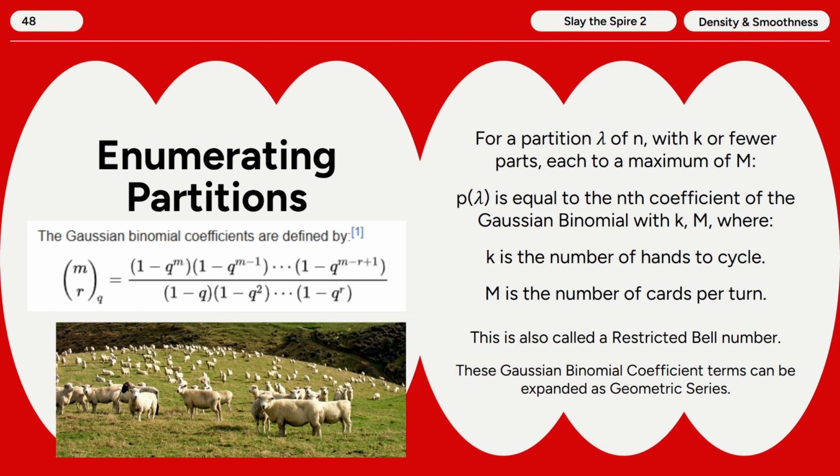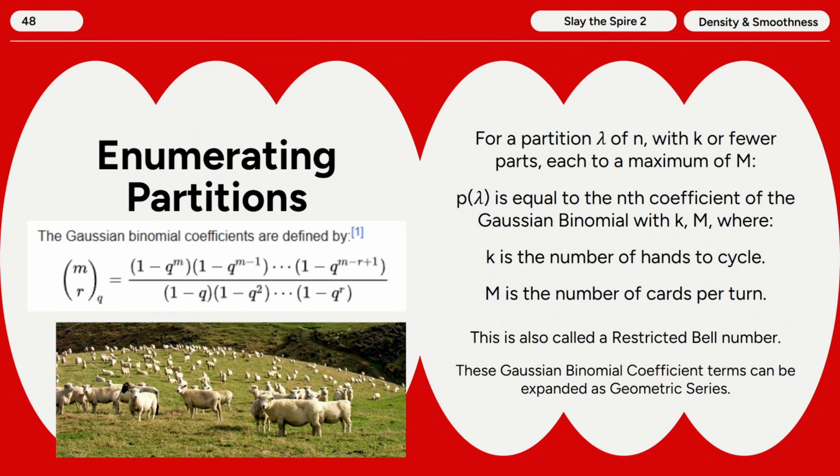So for a partition lambda of n with k or fewer parts, each to a maximum of m, so our bounded partitions that we're after, the p of lambda, which is the number of partitions that can be taken of this n within this bounded criteria, so the number of different arrangements that our deck can be with some number of good cards and some number of total cards in the deck, is equal to the nth coefficient of what's called the Gaussian binomial with k and m.